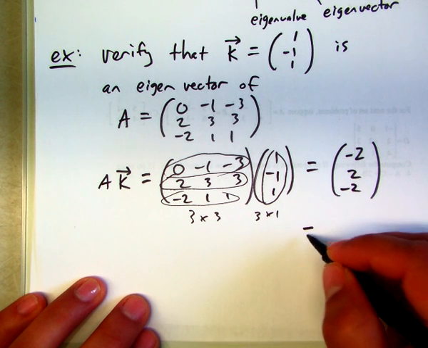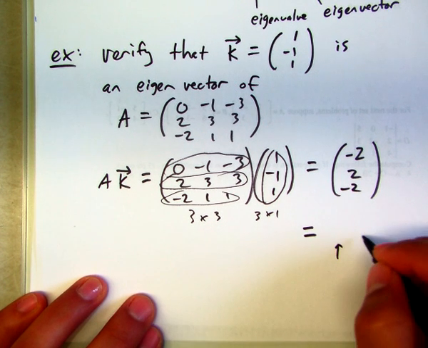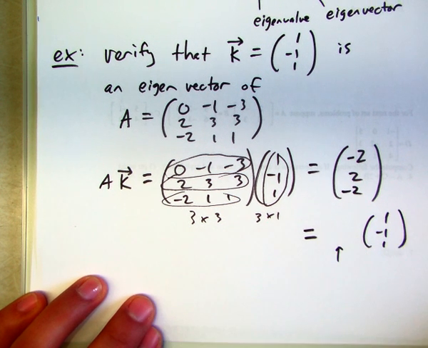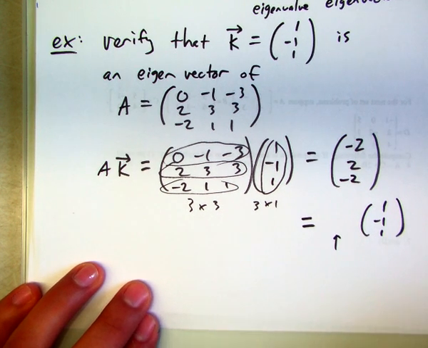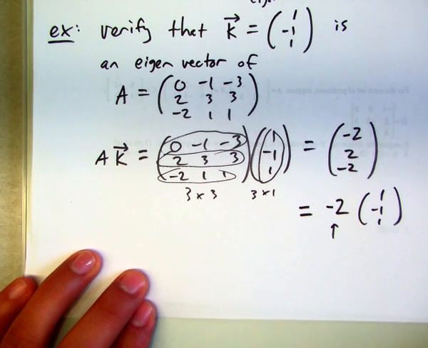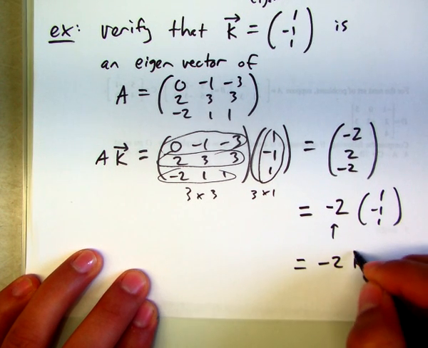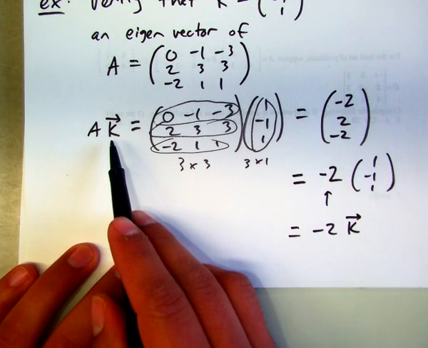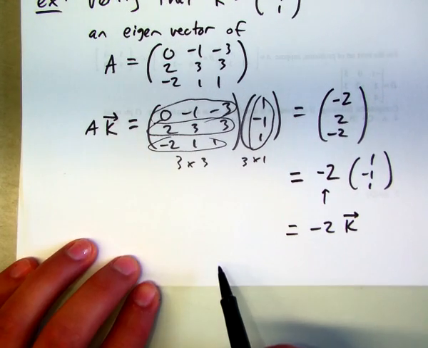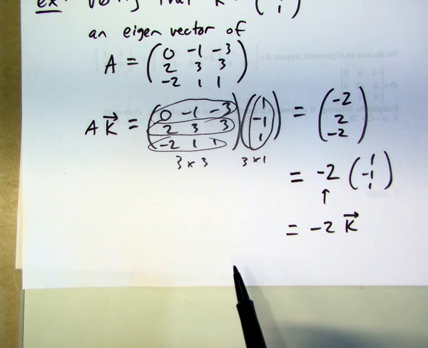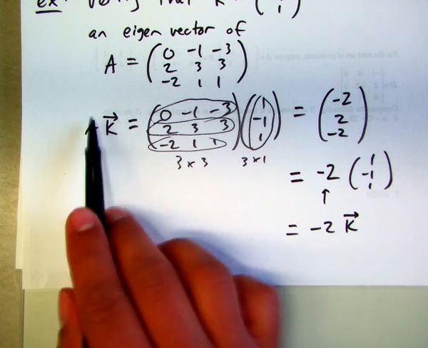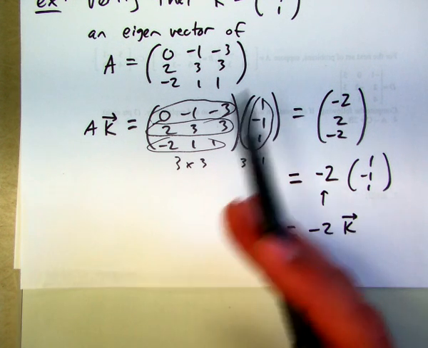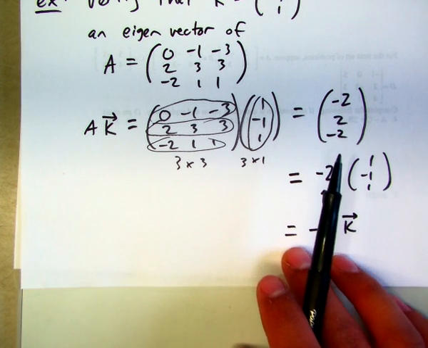So does this equal some constant times K, which was 1, -1, 1? What is it? -2. So this is the same thing as -2 times K. So we just verified that K is indeed an eigenvector of this matrix. Okay? Does that kind of explain a little bit better? So A is not equal to lambda because we have a matrix, we have a coefficient. It's just that the multiplication will reduce it to the same matrix on each side.